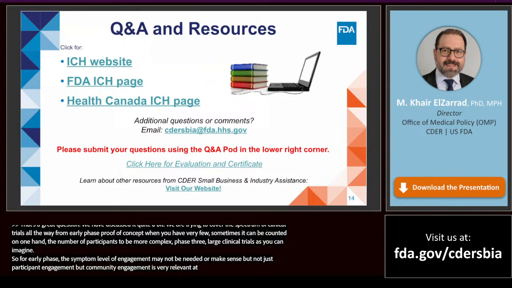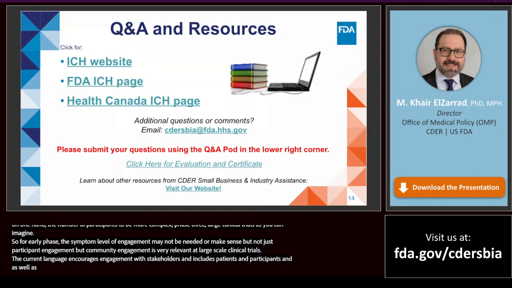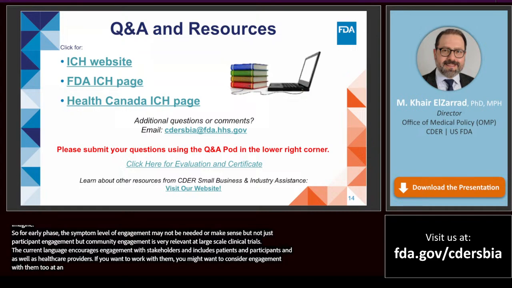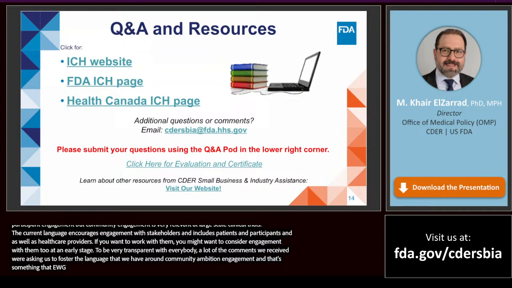So the current language encourages engagement with the stakeholders, and they include patients and participants in that, but as well as healthcare providers. For example, if you want to work with community healthcare providers, you might want to consider engagement with them at an earlier stage. And just to be very transparent with everybody, in a lot of the comments we received, we were asked to bolster the language we have around community and patient engagement, and that's something the EWG is working on at this point.